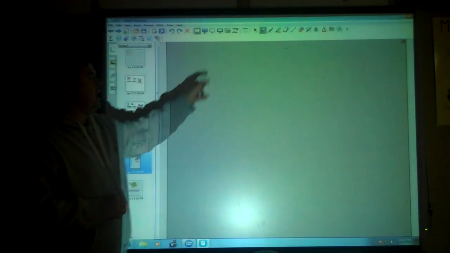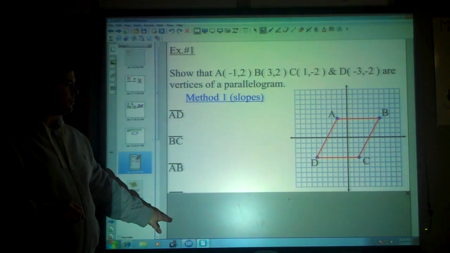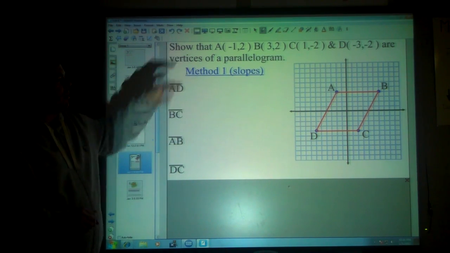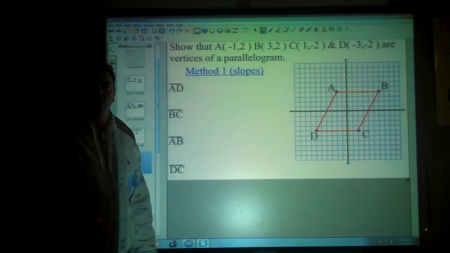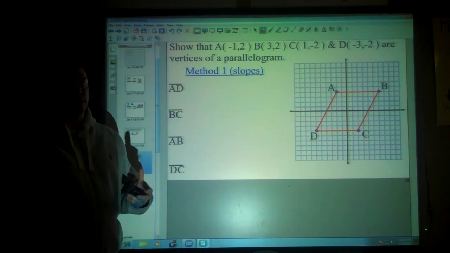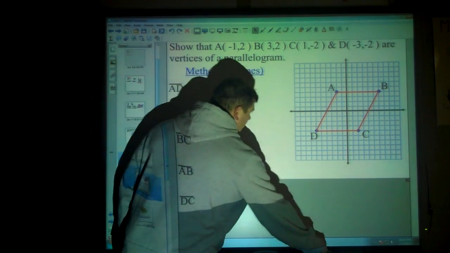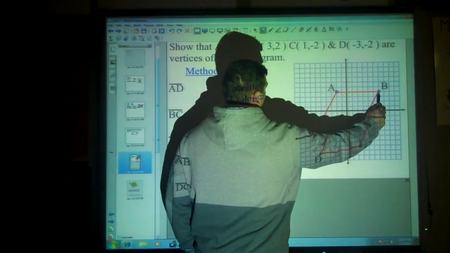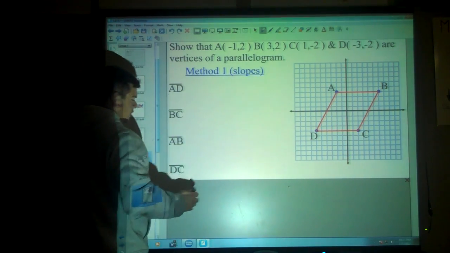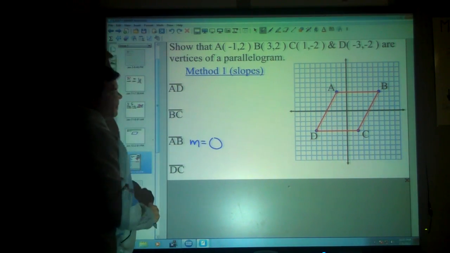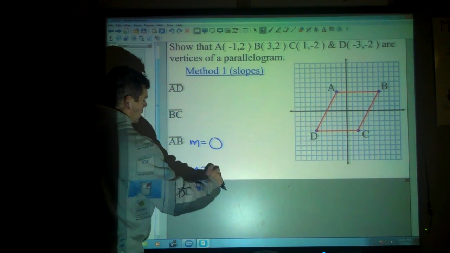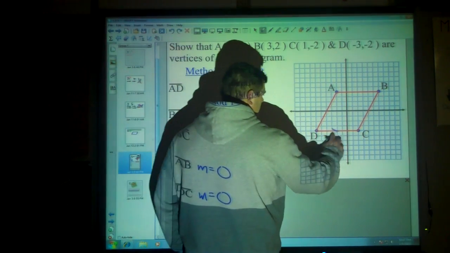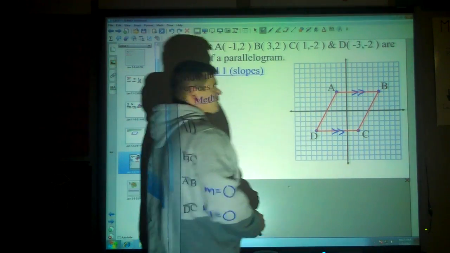So say we had a given situation where we had some coordinates, and we want to show that these coordinates produce a parallelogram. One method is to look at the slopes, because all parallel lines have exactly the same slope. So if you look at this graph here, one of the easiest slopes is A to B. Because it has no rise, but it does have run, this slope is going to be 0. So A to B, slope is 0. As well as D to C, the slope is 0. So the fact that we have parallel lines here is a good start. Okay?